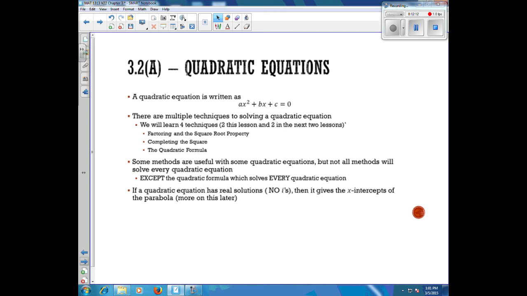Some methods are useful with some quadratic equations, but not all methods will solve every single one. The only one that works every time is the quadratic formula. If the quadratic has real solutions, right? There's no i's. Then it gives the x-intercepts of the parabola, and we'll talk about that in just a few minutes, towards the end of this lesson.